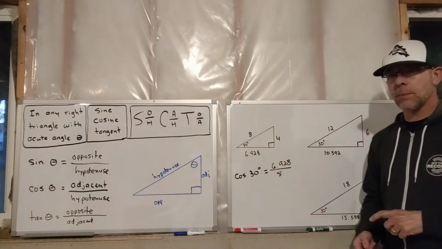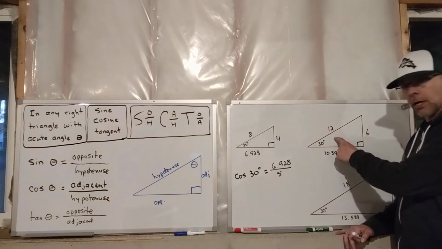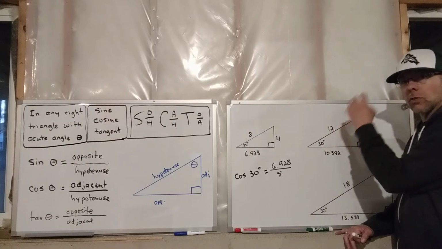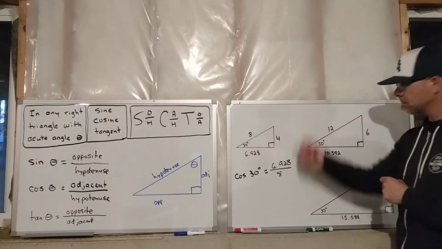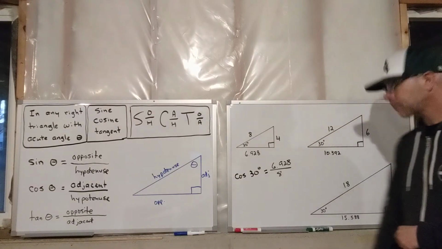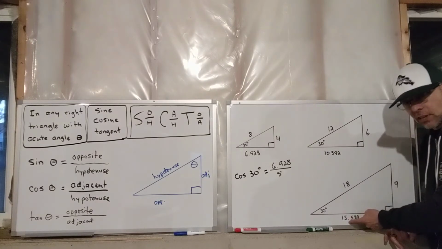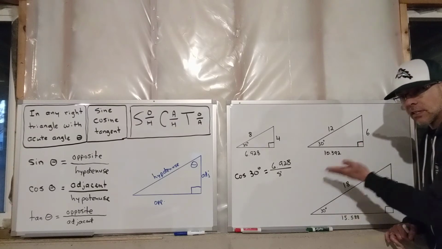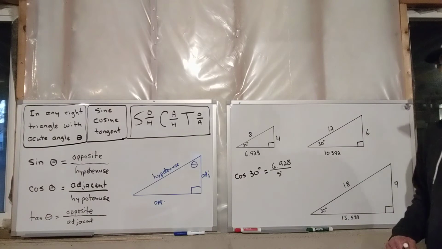So to spare you the writing of it, just hear me say it and show you. In this picture, that's adjacent, that's hypotenuse. So the cosine of this would be 10.392 divided by 12, 0.866. I already did it before we started this video. Over here, this big one, cosine 30, adjacent's the 15.588, hypotenuse 18. Adjacent divided by hypotenuse, this divided by that, 0.866.